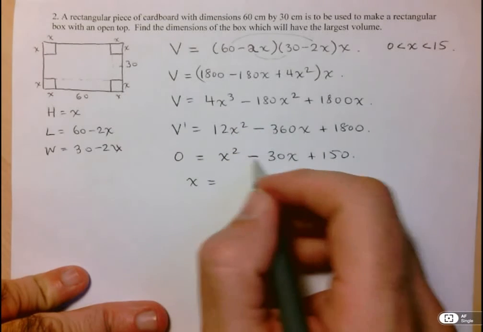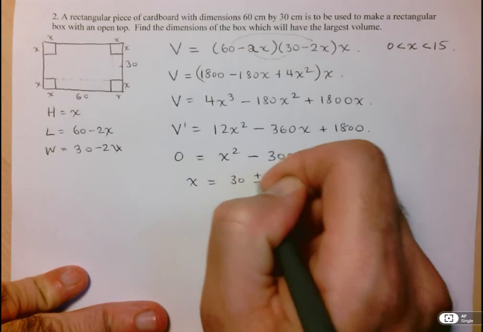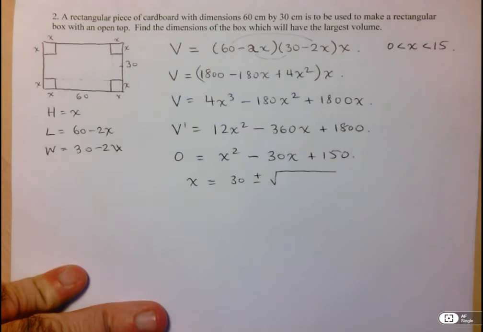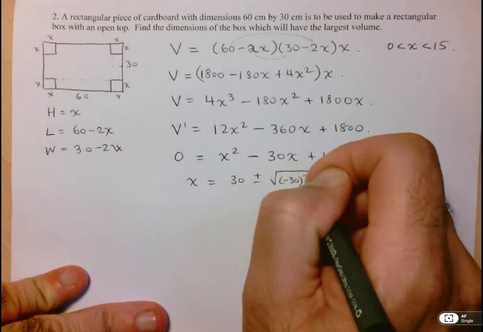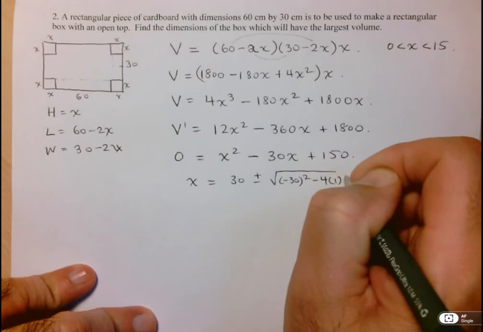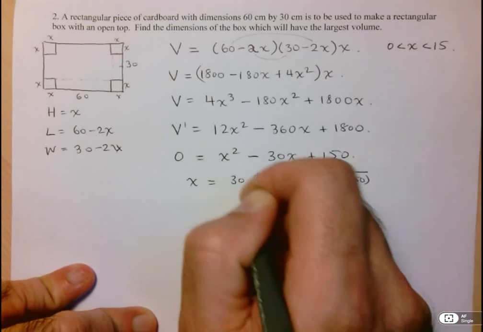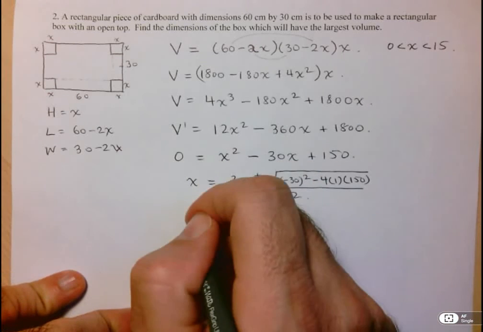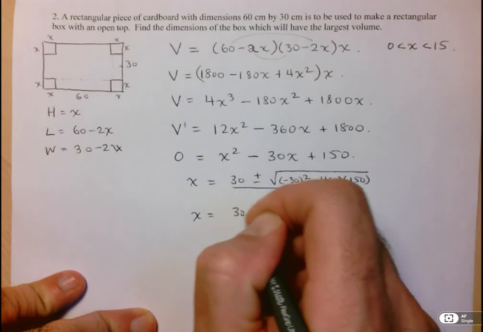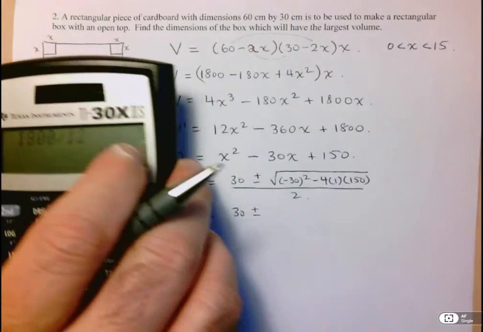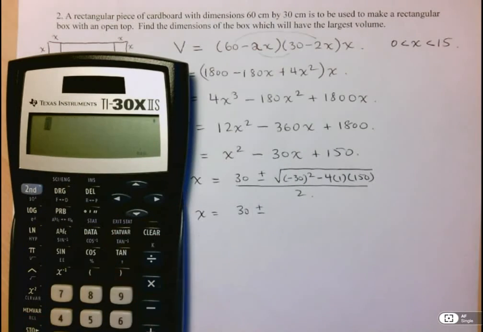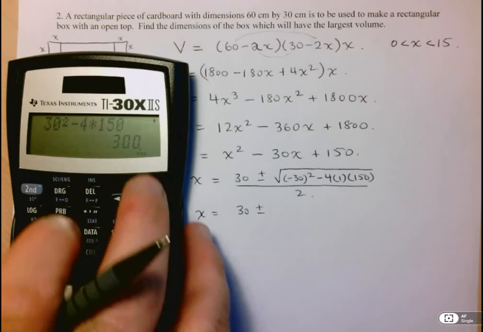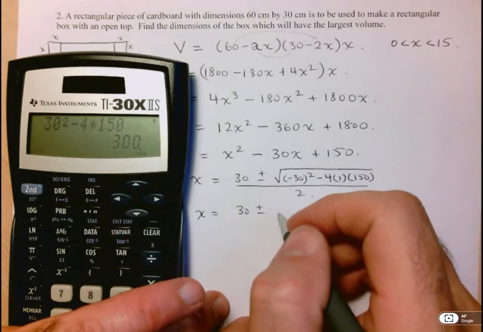the quadratic formula. So negative 30, so that's 30 plus or minus the square root of negative 30 squared minus 4 times 1 times 150, all divided by 2a, so all divided by 2. So here x is equal to 30 plus or minus, and let's calculate this b squared minus 4ac, so 30 squared minus 4 times 150. Okay, 300, so we will have solutions here.